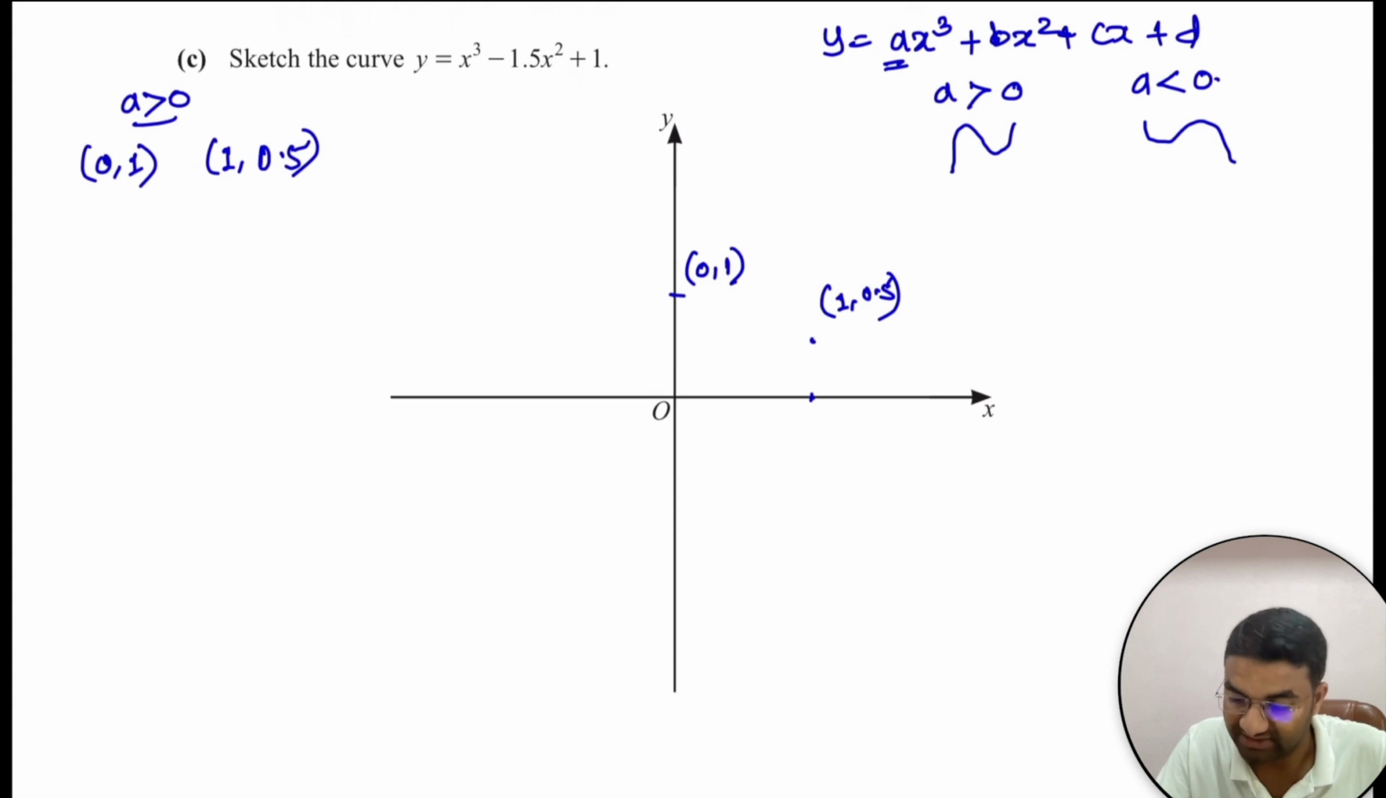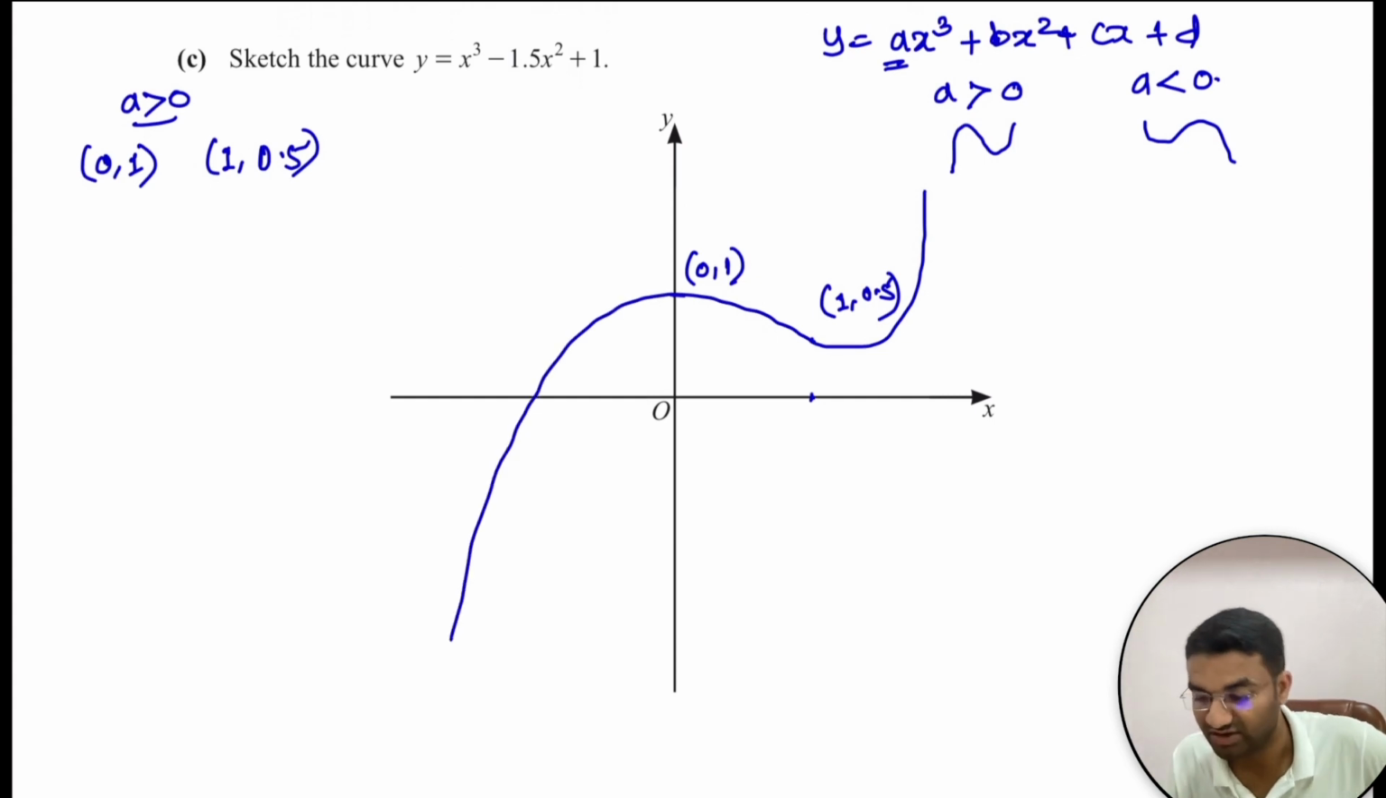So as I said, if a is greater than 0, the cubic curve starts from the first quadrant like this. Fine, it goes like this. Okay, and here it ends in the third quadrant. So you can just put arrows here. This means a rough graph, and you have to draw a rough graph. This is a 2-mark question. That's enough to draw the curve.